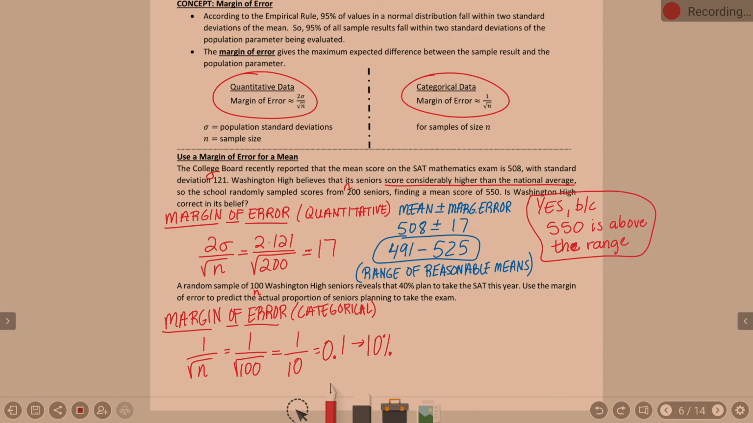So what is the actual proportion of seniors planning to take the exam? How are we going to do that? Yeah, they gave us 40%. The random sample says 40%. So 40% plus or minus that 10% margin of error. Okay? And that gives us a range of 30 to 50% of the seniors who plan to take the SAT.